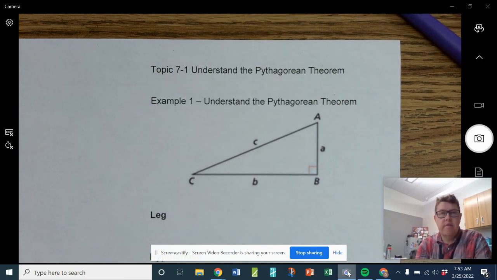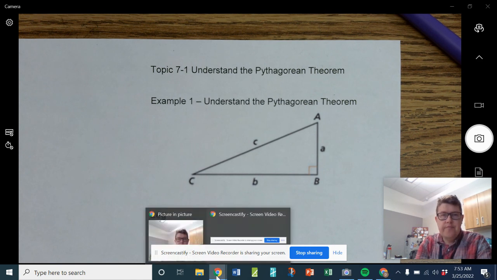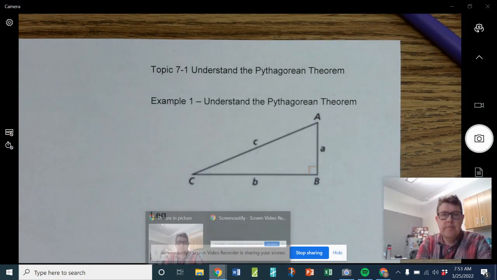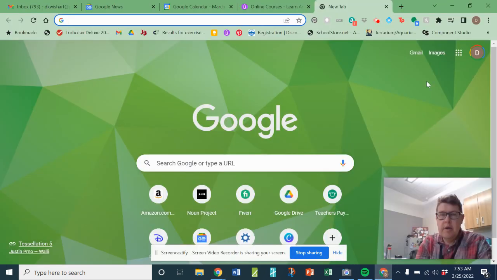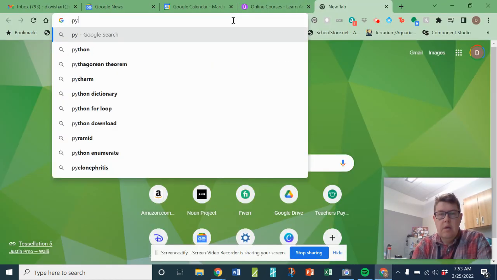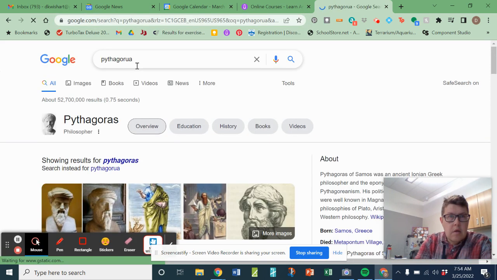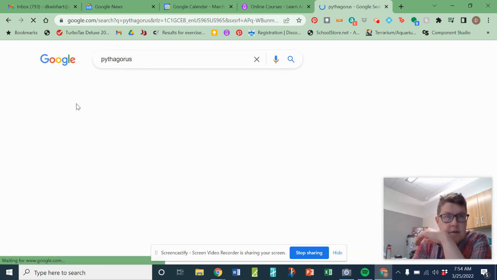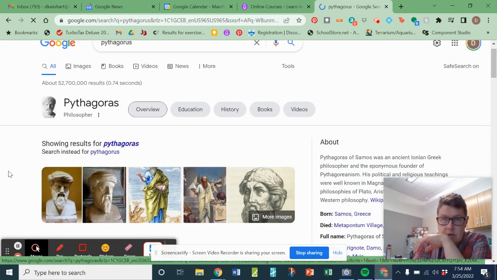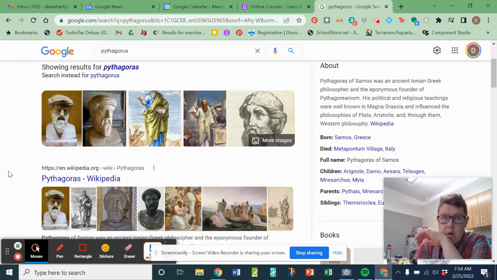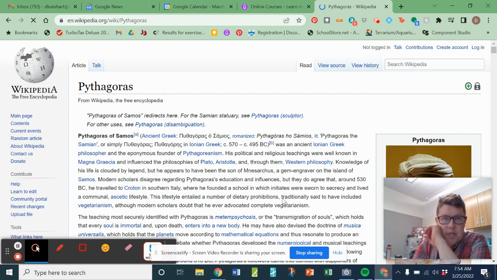Let's see here. Let's see if we can figure this out. No, what am I doing here? There we go. Pythagoras, when did he live? Yeah, Greek dude. Pythagoras of Samos. Let's go to Wikipedia. He's a philosopher and a mathematician. 570 to 495 BC, right there. Kaboom.